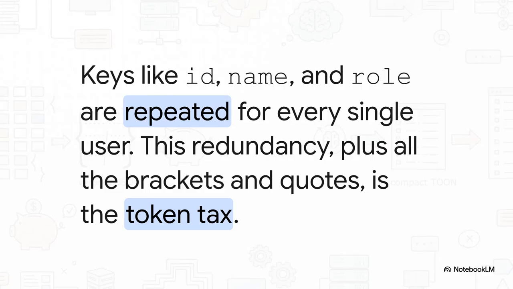And here's where the problem really hits you, the redundancy. Just imagine a simple list of users. You've got keys like ID, name, role, repeated over and over and over again for every single person on that list. That repetition, plus all the curly braces and quotes you need to make it work, that's what we're calling the token tax. It's all this extra syntax that you're literally paying for.